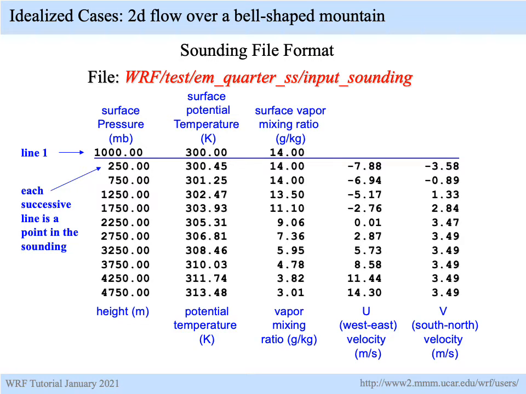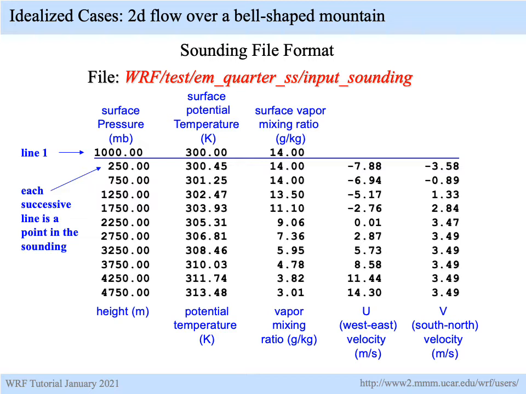Input soundings are used for a number of the idealized test cases, and these soundings are read in from an ASCII file. You can edit it in any standard editor. That file, here for the EM quarter SS test case, is structured as follows. The first line contains 3 real values: the surface pressure in millibars or hectopascals, a surface potential temperature, and a surface water vapor mixing ratio in grams per kilogram.